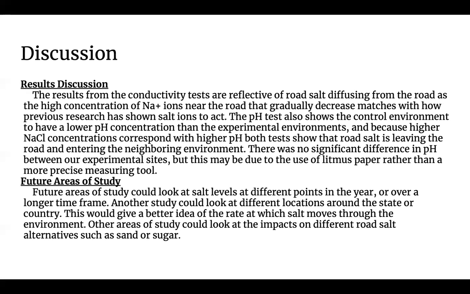There was no significant difference in pH between our experimental sites, but this may be due to the use of litmus paper rather than a more precise measuring tool. All we had access to was litmus paper, and we did actually end up taking the litmus paper and doing the negative log to look at that data, but for the sake of simplicity, we left it in the pH scale of 1 to 14, but that is a bit of a limitation there.